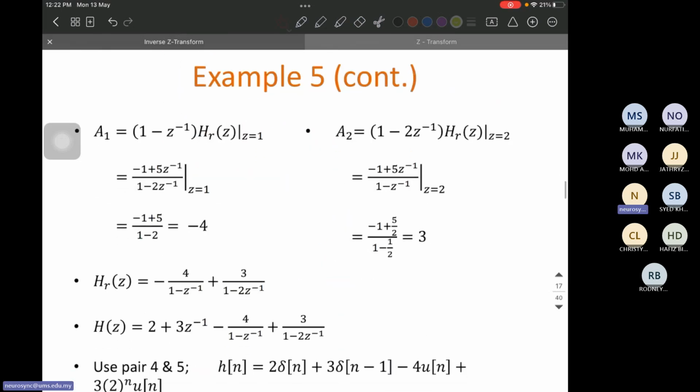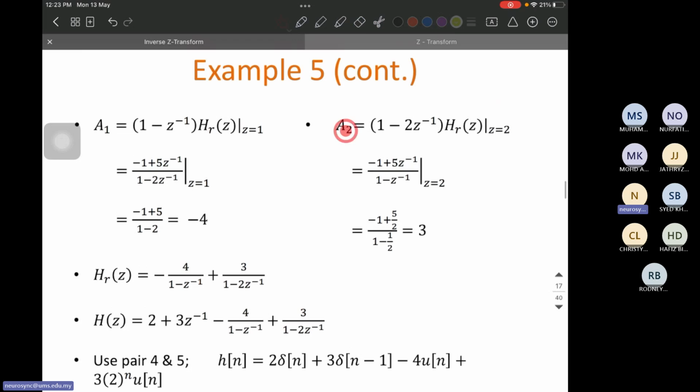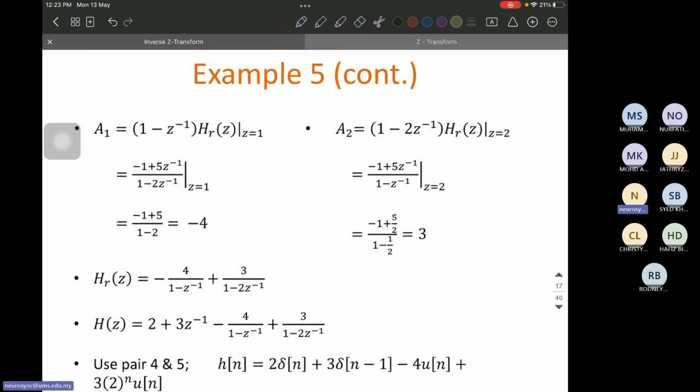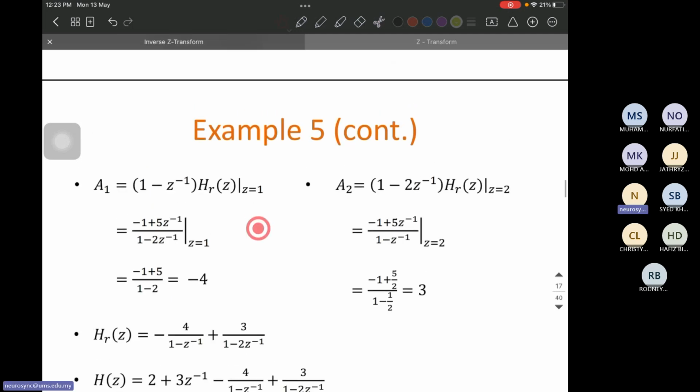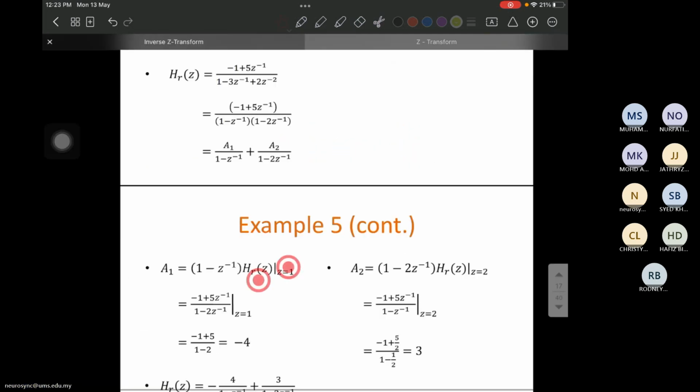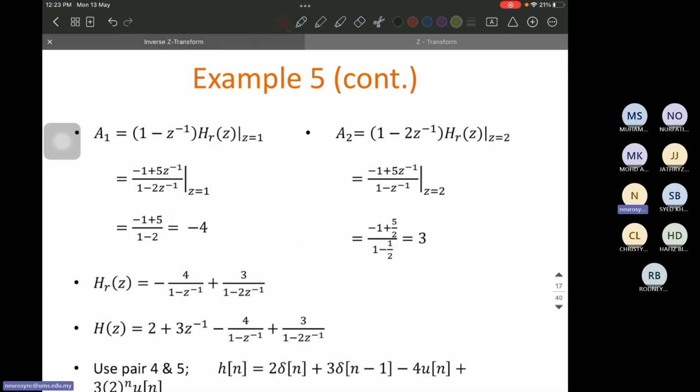So like the previous example, we will find a1 and a2. Okay, so a1, the formula is like this. For a2 it is this. We will calculate at z equal to 1. A1 is calculated at z equal to 1. Okay, so we will remain with this, and if we put z equal to 1 here, z inverse is equal to 1. So the value of a1 you will get is minus 4. Okay, similarly if we calculate a2, the a2 value is 3.